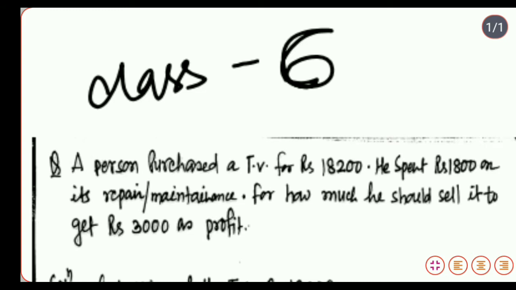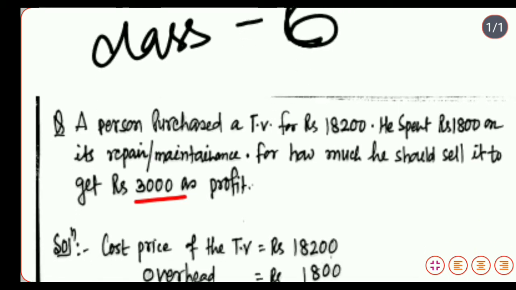The question says that a man has a TV he purchased for rupees 18,200, and since there must be some defect in it, he has to do some repair, and that cost him rupees 1,800. So after that, if he wants to have a profit of rupees 3,000 in all, then what will be his selling price? Let us see how we will solve it.